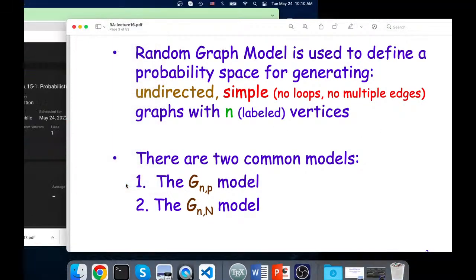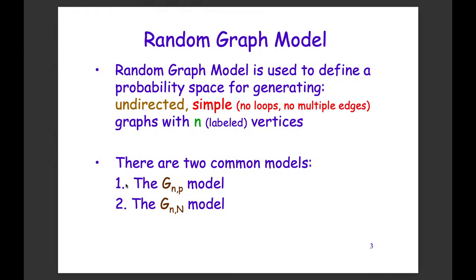So we will introduce the so-called random graph model. The random graph model can help us analyze the properties of certain graph algorithms. Here, this random graph model is going to define a certain probability space, a sample space, so that we can generate normally undirected simple graphs with n vertices. There are two common models we are using. The first one is called the Gnp model, and the other is called the Gnn model.